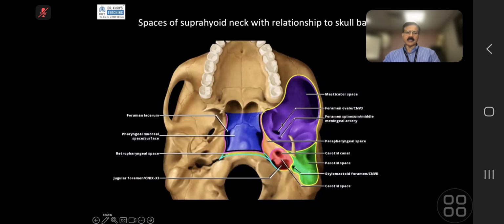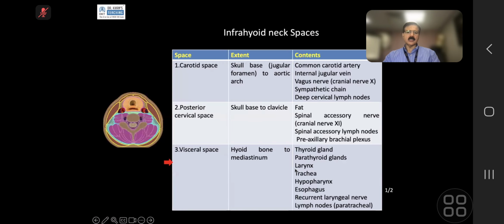Key point to remember is that these are the main spaces which touch the base of the skull. And that's why pathology of the neck can go into the skull. We have covered it many times in the past, but just a revision that this is the masticator space, the purple one. This is the carotid space, where the jugular foramen and the carotid canal are. This is the parotid space.